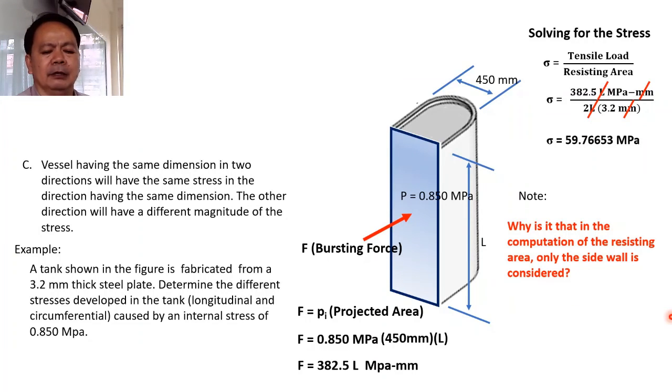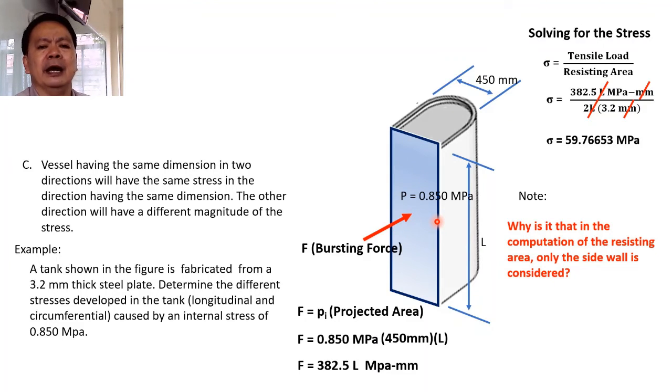Again, maaaring itanong ninyo, why is it that in the computation of the resisting area, only the side wall is considered? Kung mapapansin ninyo, in the formula that I have used here, I only considered 2L. Yet, there is this particular area that is also part of this circumference. Why only this part? Ganito yung sagot, because the L is not given. So the L could be any value, could be short and could be long. The problem is, if L is very, very long, napakahaba niya, then this part of the section will now be inefficient or ineffective in supporting the tensile stress that will be developed somewhere here.